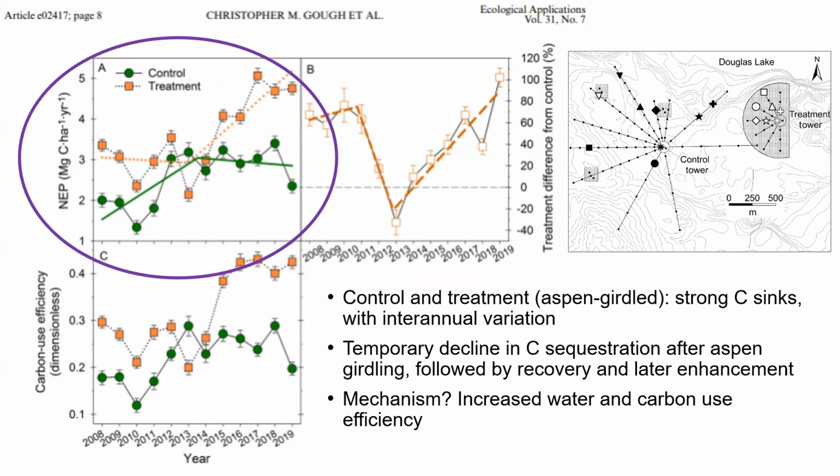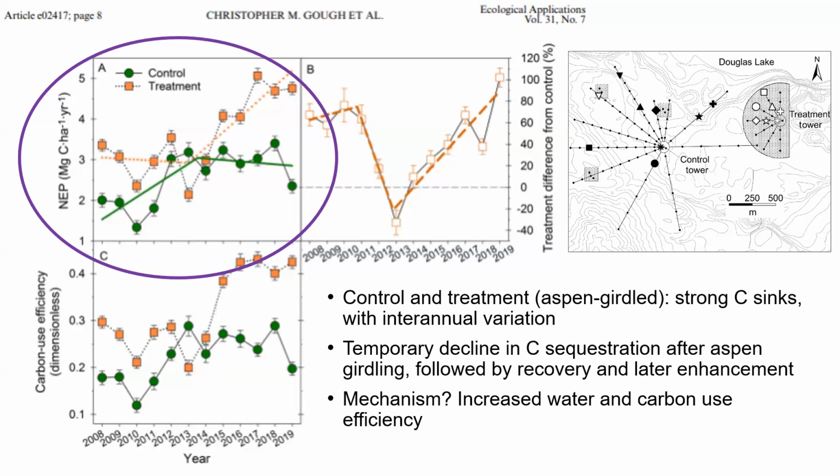So the first thing to notice is that over time, we have forests, whether control or treatment, so whether left alone and just monitored, or all the aspen were stem girdled to accelerate their demise and transition to a later successional forest type, we have a reliable carbon sink, storing on average 2 to 3 megagrams of carbon per hectare per year.